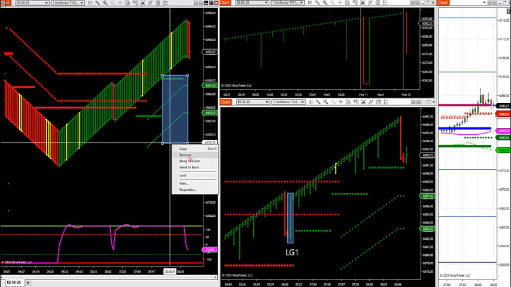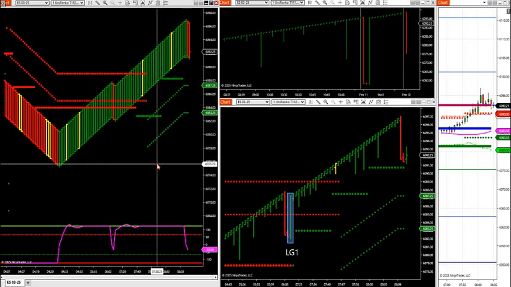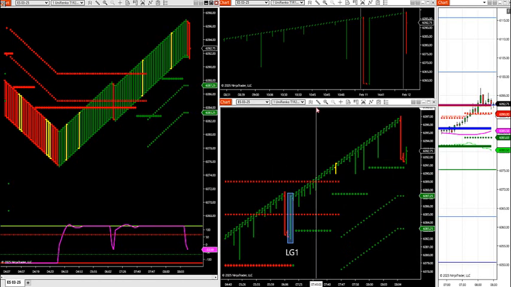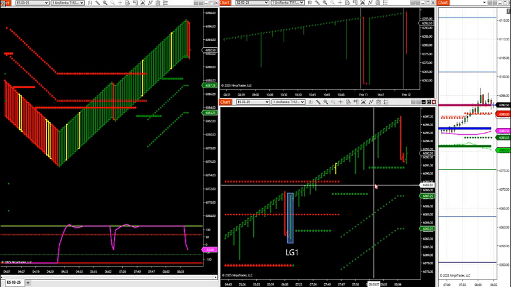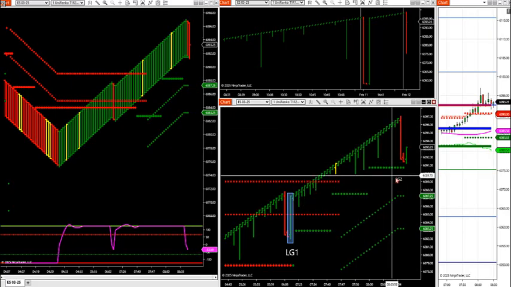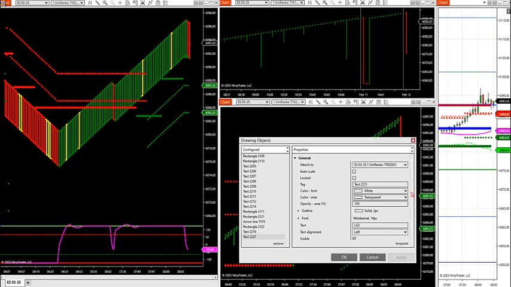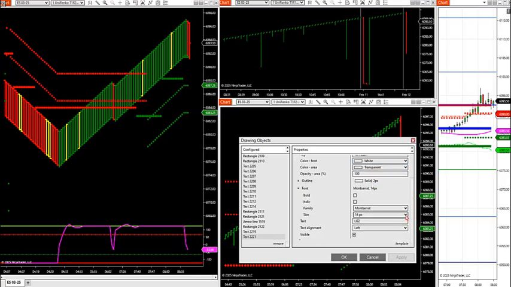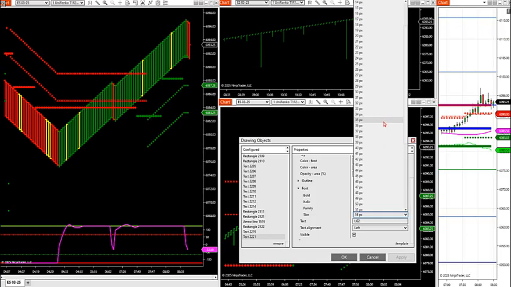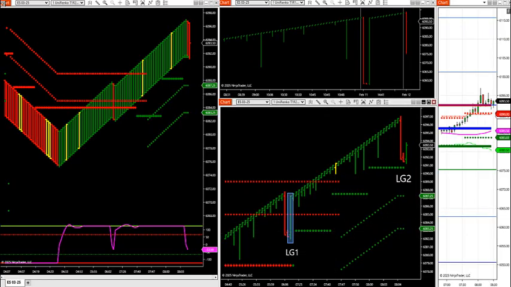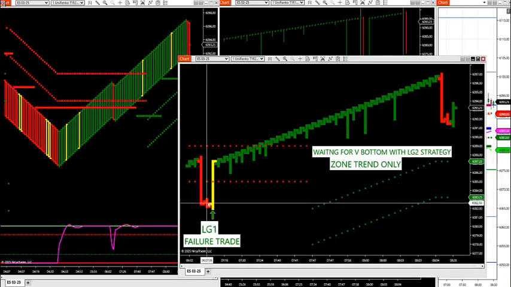So we're looking for green, green. News comes out in 3 minutes. We'll watch the dual trend filter. The dual trend filter is going to tell us what to do, right? Right now we're looking for an LG2 because it's on the LG2 strategy, which is only looking for longs with trend. So when you turn on the strategy and let it manage your entry, stop, and targets, that's what we're looking for. We're not looking for an LG1 anymore because LG1 is only for failure trades, only when this yellow trigger fires.